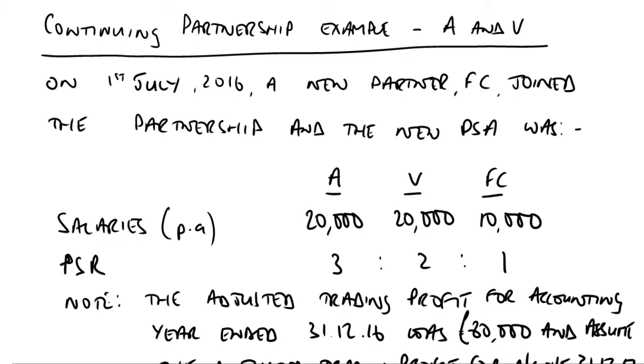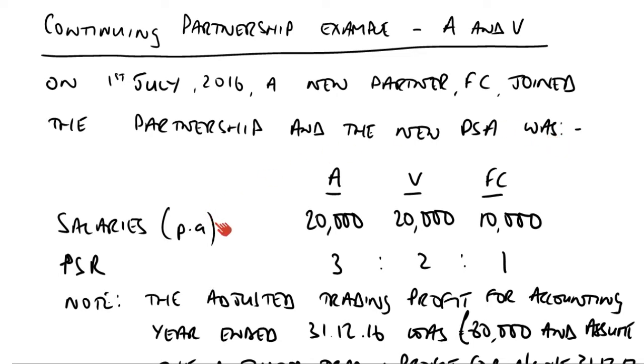The example that we see here continues our example from our first lecture together on partnerships, where we had partners A and V. What we're now told is, as we move on from the accounting year ended 31st of December 15 that we dealt with, to now the year ended 31st of December 16, that on the 1st of July 2016, a new partner FC here joins the partnership. And as a result, there was a new profit sharing agreement that was brought into force.